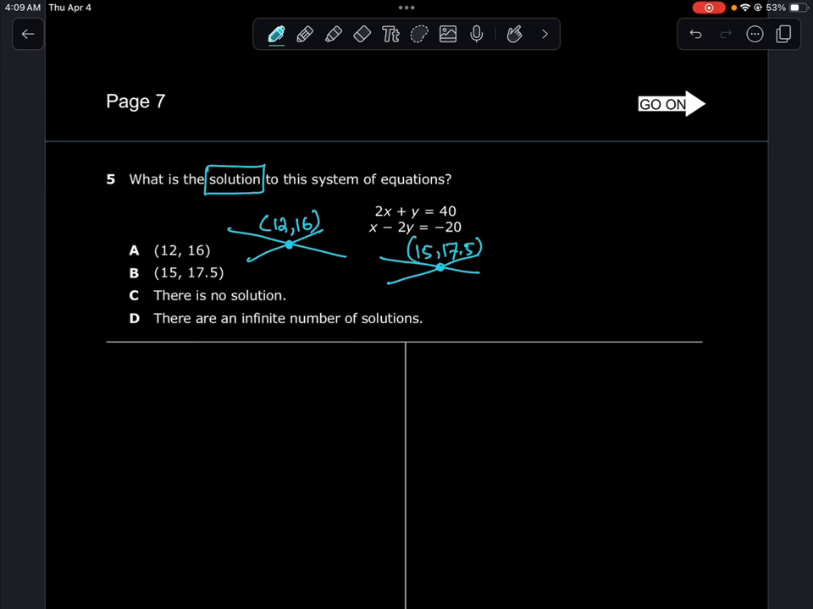How about the third one? There is no solution. Here, no solution means no intersection. How about those lines? Do they intersect? It doesn't show that they intersect, but if I extend them, they will eventually intersect. So those lines need to not be able to intersect ever. Those have to be parallel lines. So no solution means parallel.